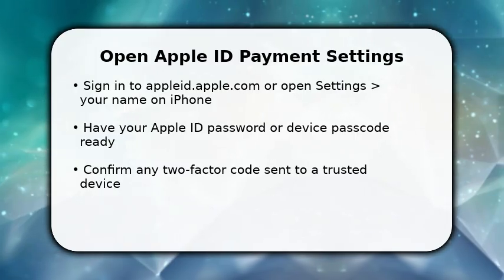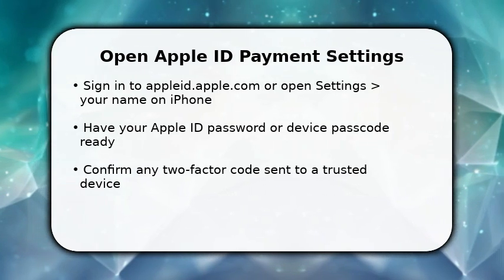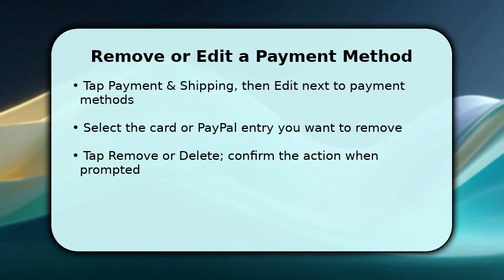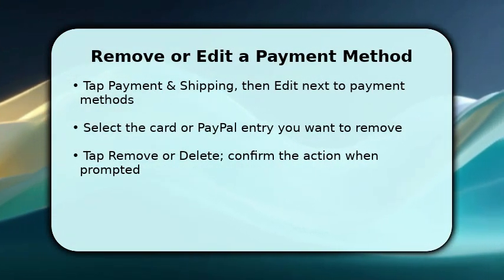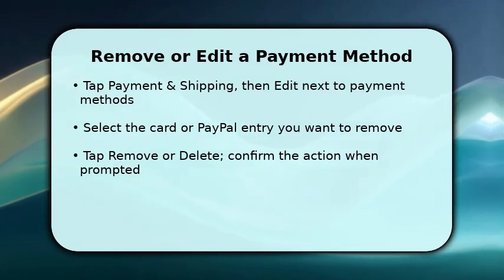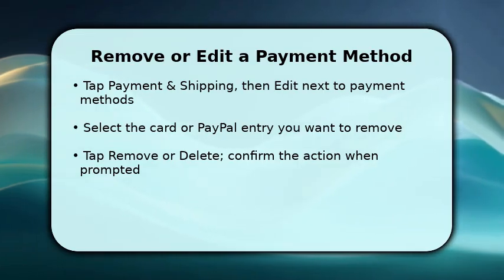Now navigate to Payment and Shipping or Payment Methods. This is where Apple lists saved cards and other billing entries so you can edit them. Once you're in Payment and Shipping, tap Edit to reveal available payment methods. You'll see credit cards, PayPal, or carrier billing. Select the entry you want gone and tap Remove or Delete.